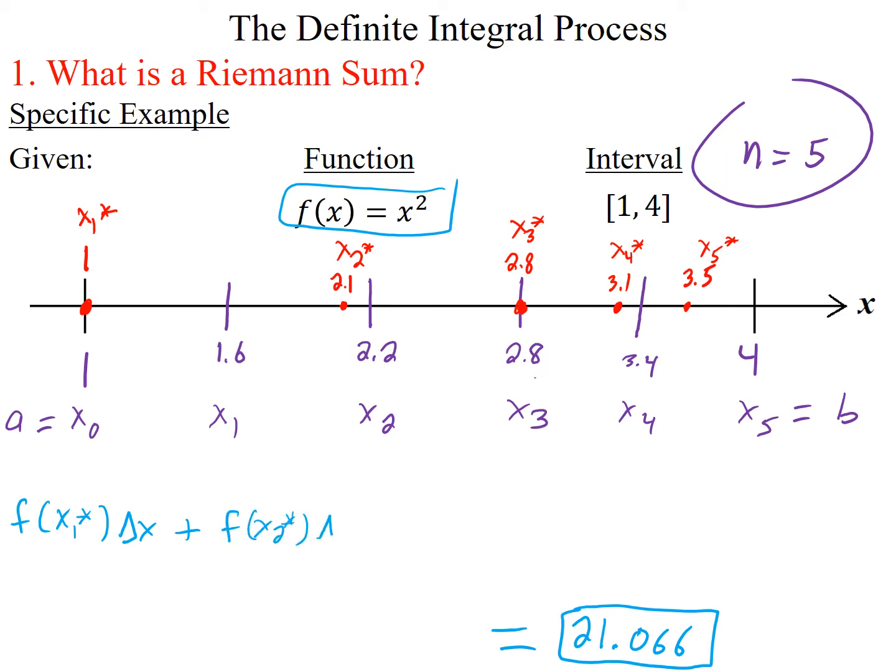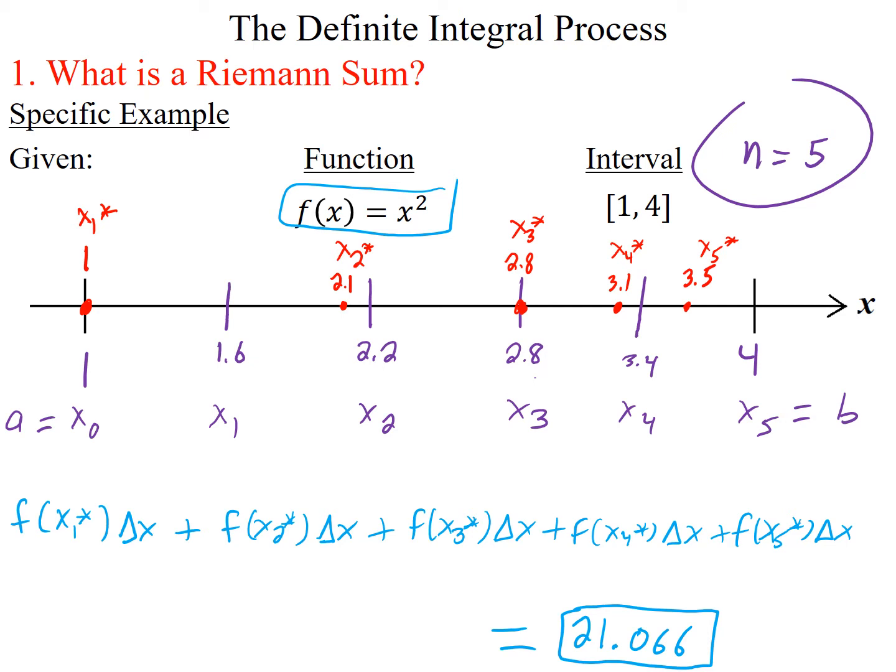Then f of x3 star times delta x plus, and it's a sum, so you keep adding. So f of x4 star delta x plus f of x5 star delta x. Okay, so that's the notation if I don't put any numbers in there. Okay, and now I want to show you something else before we go on to the next slide.